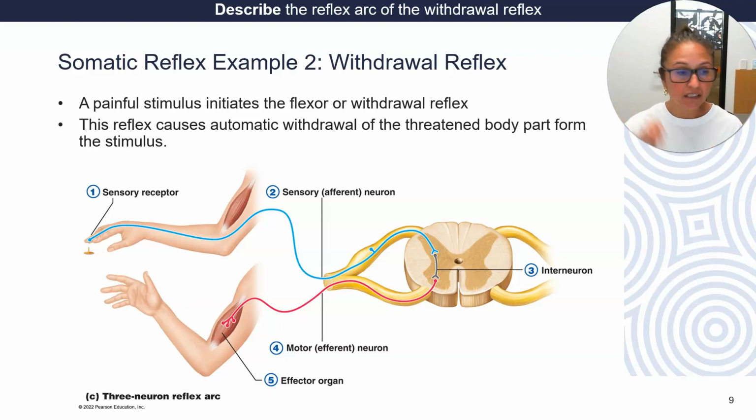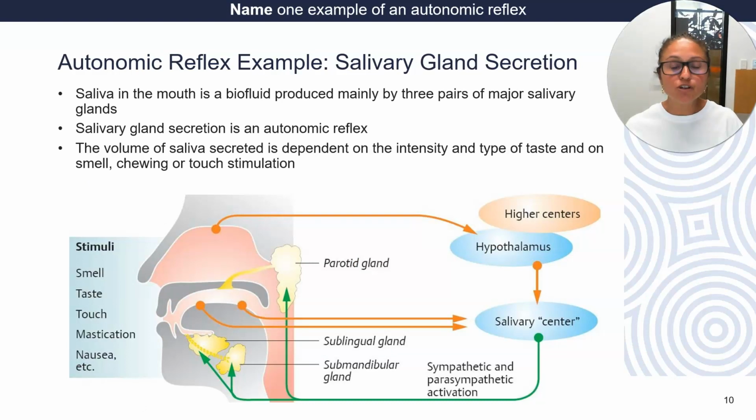And this happens, so when you take your hand away from a painful stimulus, it happens, and then your brain goes, oh, I just found out what happened, okay? All of this happens in your spinal cord. The brain's not involved until after the fact. All right, let's have a look at another example of a reflex.